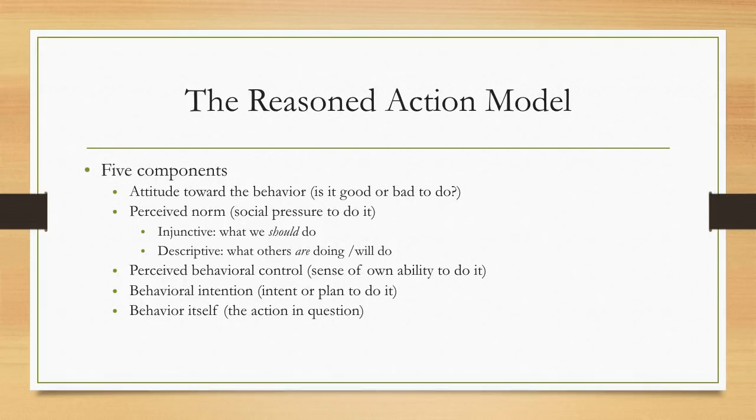The reasoned action model is made up of 5 components, right? It's going to be the attitude toward the behavior, perceived norm, perceived behavioral control, the behavioral intention, and the behavior itself. So the attitude toward the behavior, basically, is it something that is good or bad to do, right? It's going to be a highly specific attitude, and it's made up of 2 subcomponents: our behavioral beliefs, so beliefs about what the consequence of the behavior is, and outcome evaluation, so the evaluation of the consequences.